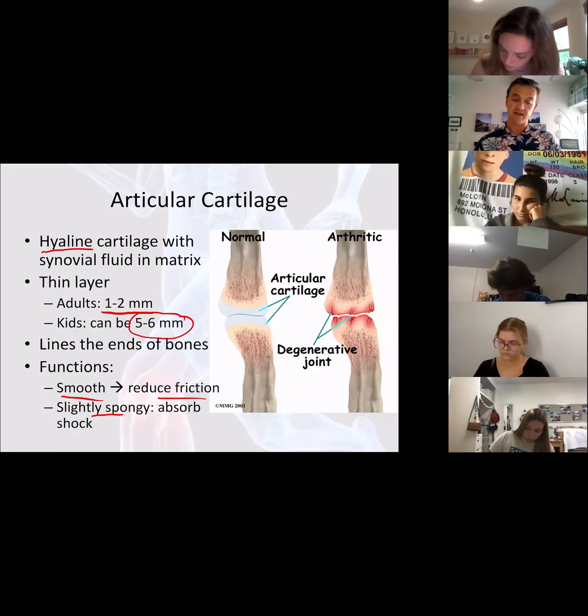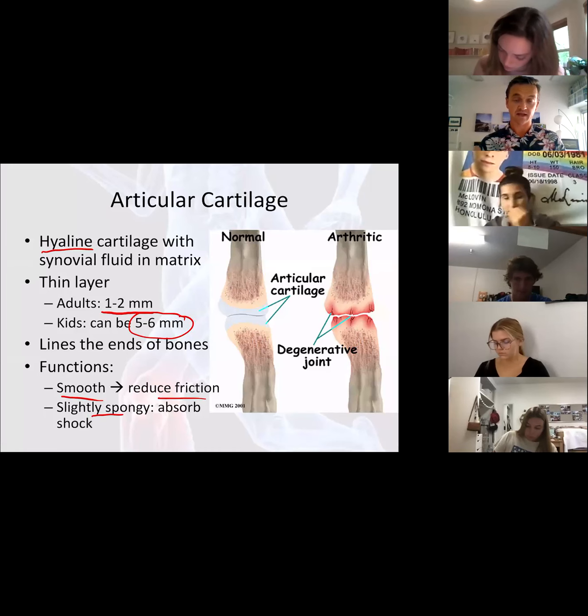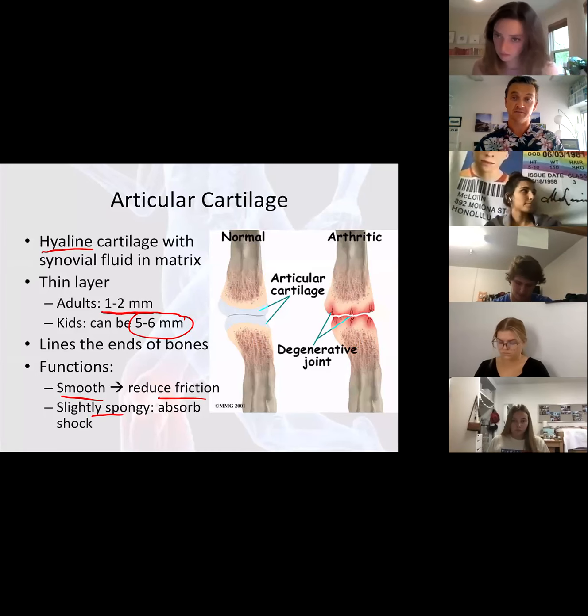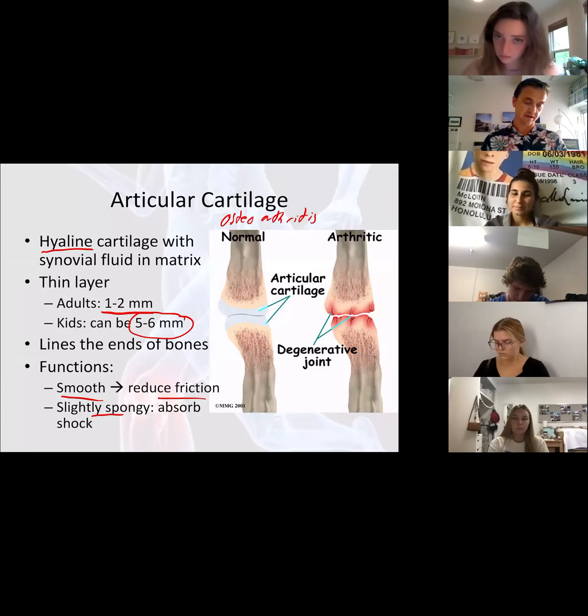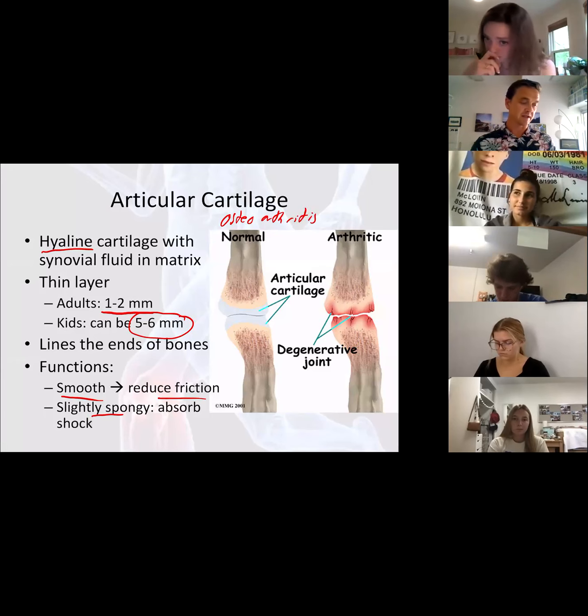So when you hear the term that somebody has arthritis, it usually means that their articular cartilage has degenerated. That's a general term for just joint inflammation. That's another good suffix to know. Itis just means inflammation, and arth means joint, right? So it's just joint inflammation. But specifically, this would be called osteoarthritis. There are multiple types of arthritis, so we'll talk about that next time. But osteoarthritis is when the hyaline cartilage breaks down.